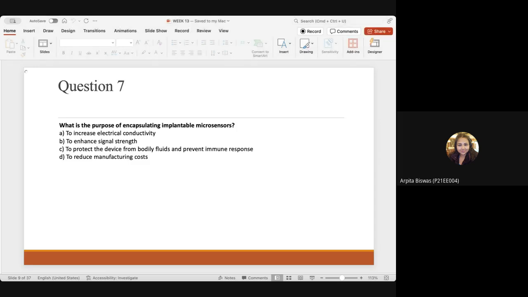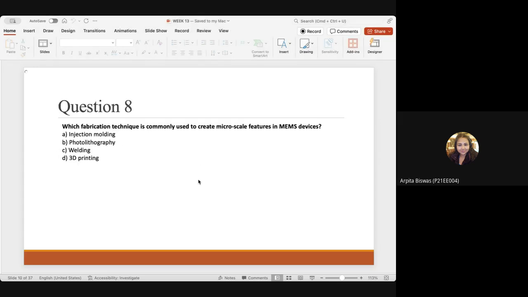So next, question number 8. Which fabrication technique is commonly used to create micro scale features in MEMS devices? The first option is injection molding, then photolithography, then welding, and option D is 3D printing.